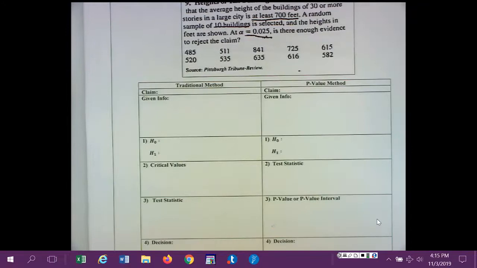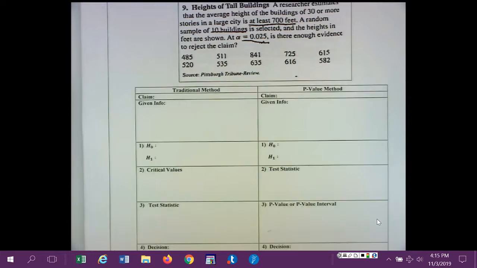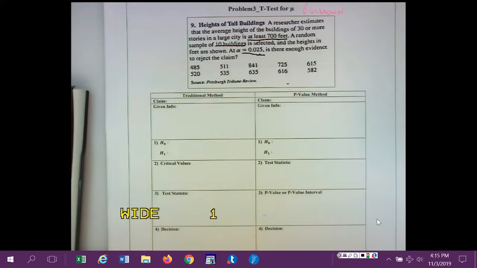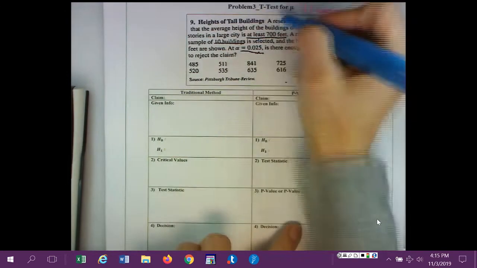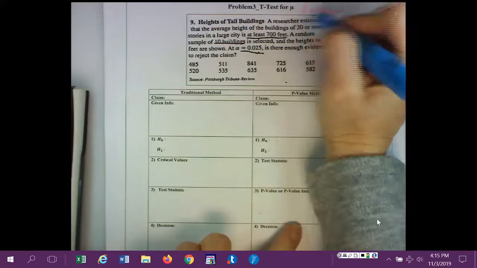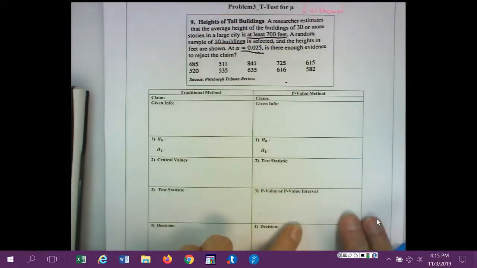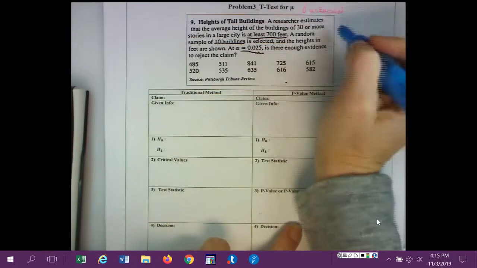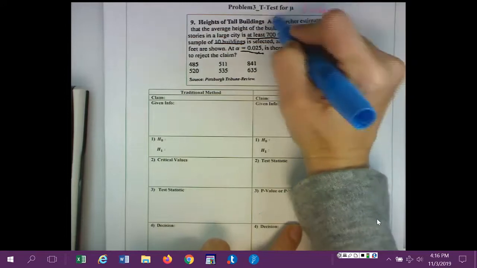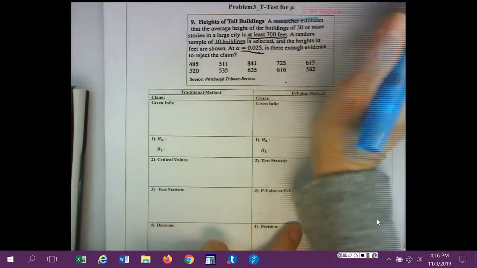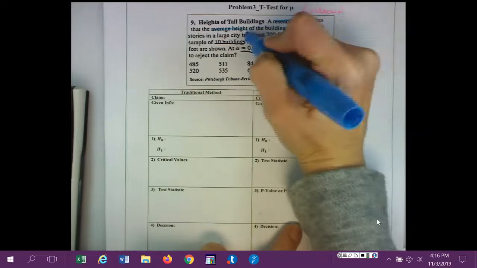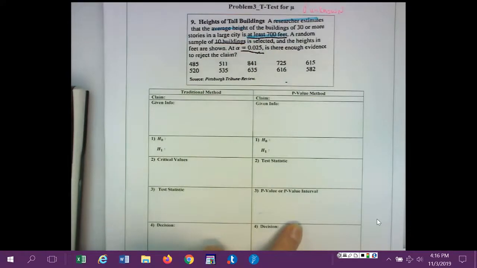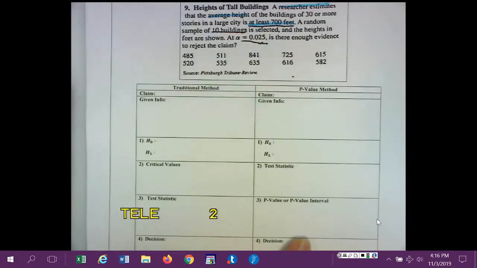Other than that, the way that you go about setting up a test that's a t-test is pretty much the same. We're going to read the problem and we're going to pick out what's given and what they ask us to find. And we're going to analyze the first sentence and the last sentence. A researcher estimates that the average height of buildings of 30 or more stories in a large city is at least 700 feet. Researcher estimates average height at least 700 feet. I wonder if that's what we're going to test, what he's testing or she's testing.